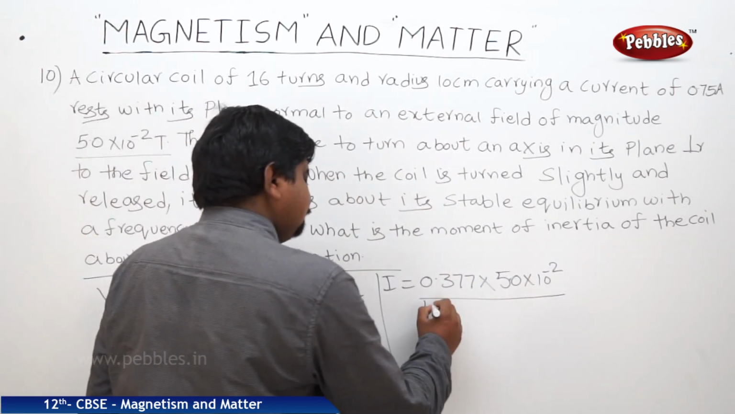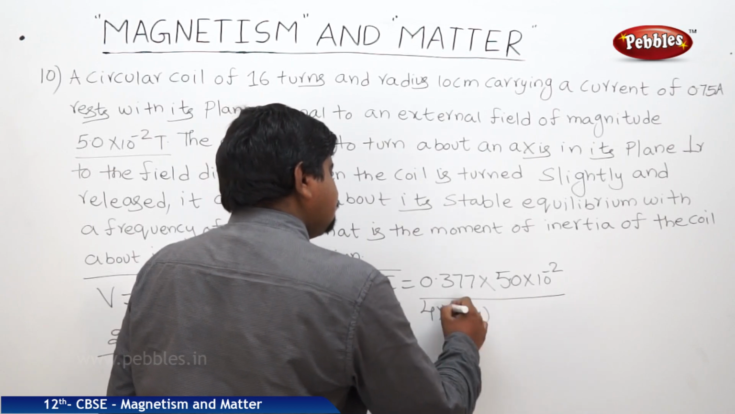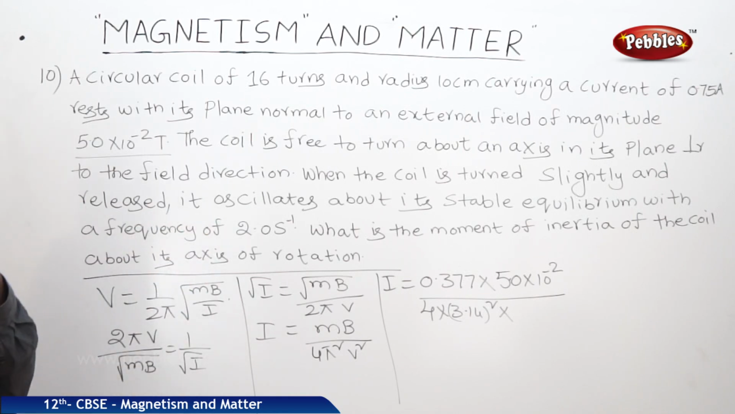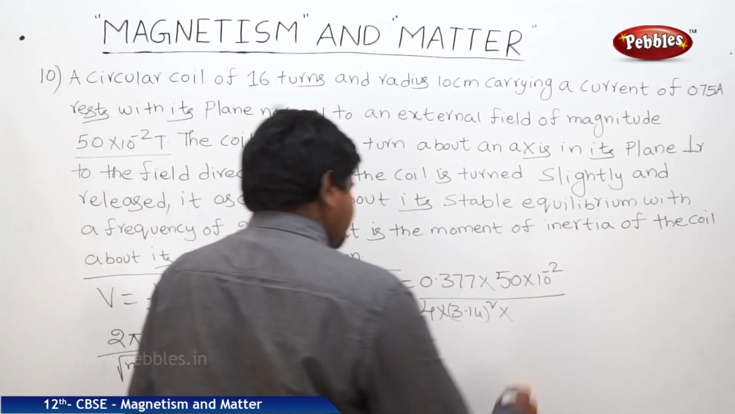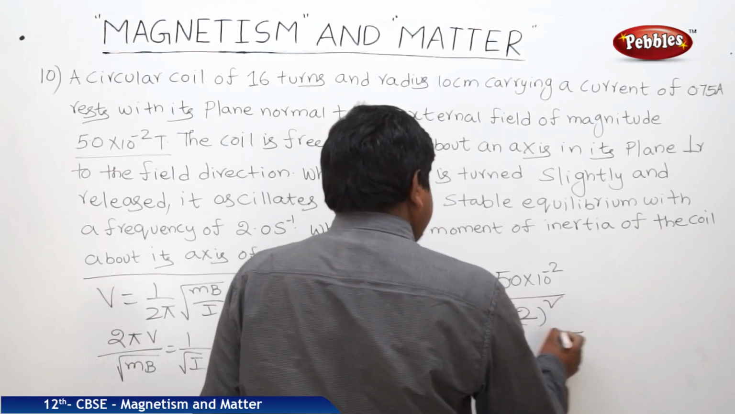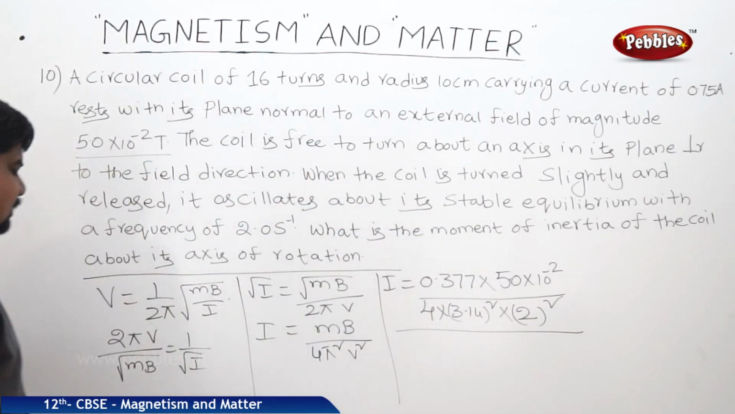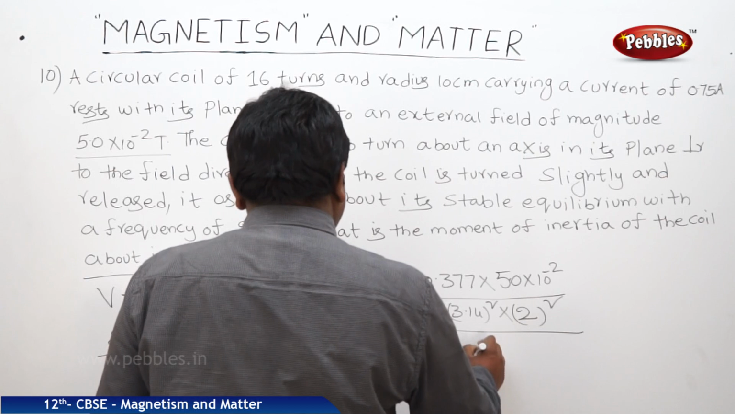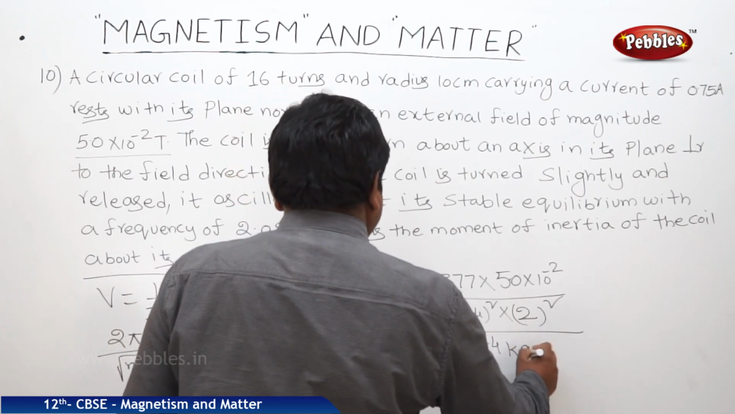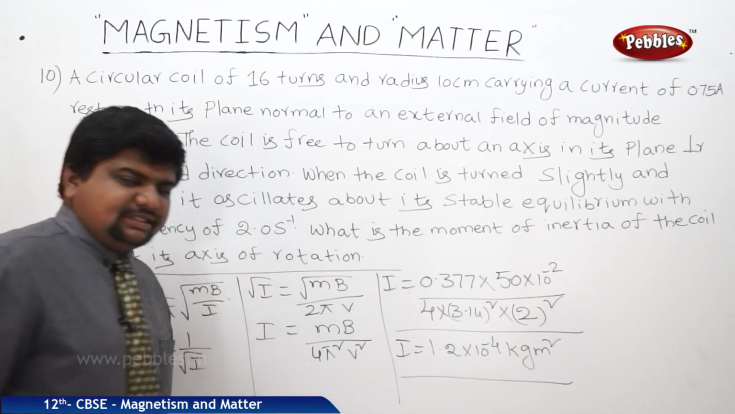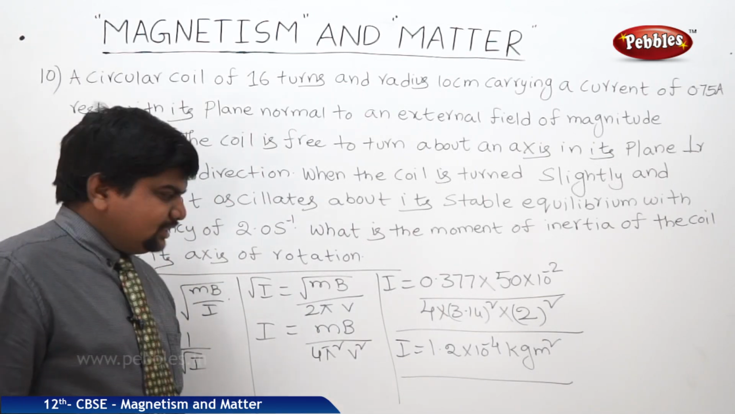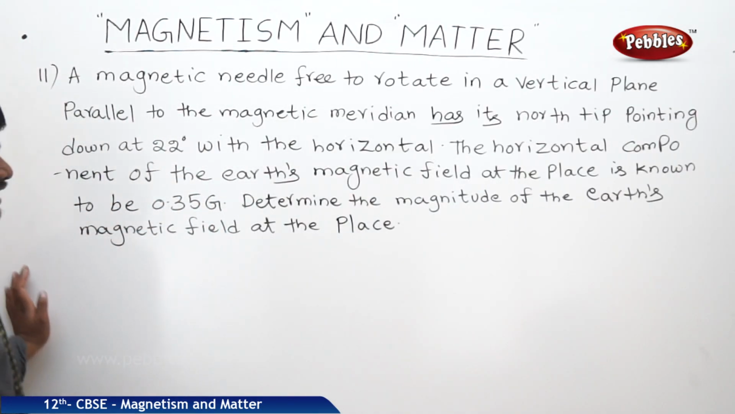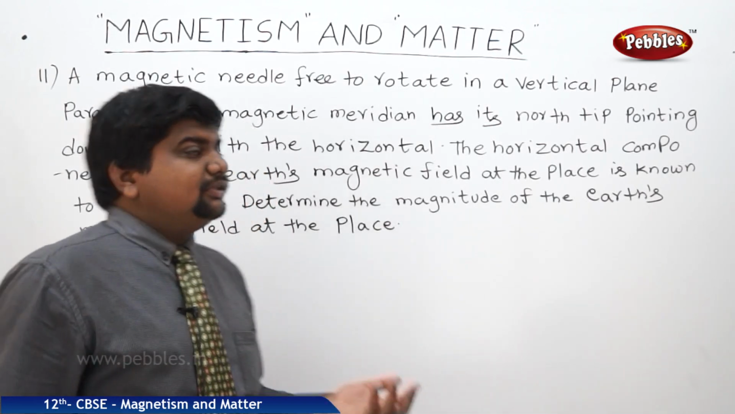Four into pi is 3.14 whole square. We know that nu is 2 seconds inverse. So if you substitute all these values and calculate, we will get I is equal to 1.2 into 10 to the power of minus 4 kg m square. This is the frequency. It's not V, it's nu, the frequency. So frequency is equal to 2 square. So this is the problem which relates the angle of dip and horizontal component of the earth.